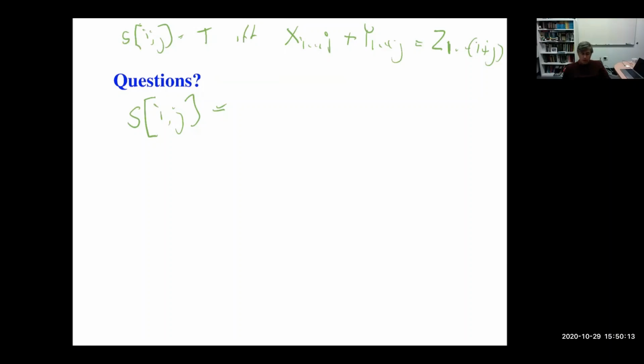Let me show you my way of doing it. Let me think about this for a moment. I claim that you can do this if z of I plus j is equal to x sub I and S sub I minus 1, comma, j.